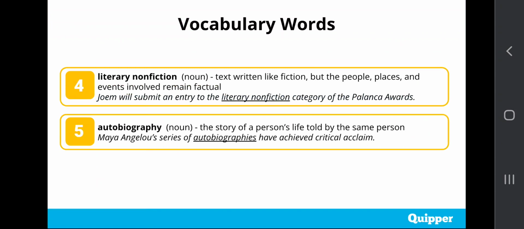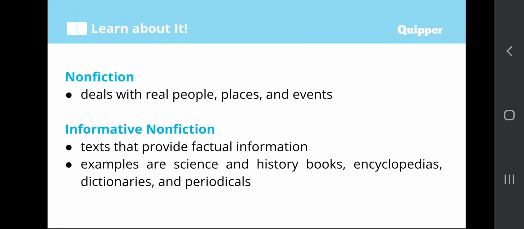So take note of these vocabulary words because we will be encountering them and using them as we go along with our discussion in order for us to best understand our lesson. Now, let us discuss the very important details or key points in our lesson. First, let's talk about nonfiction.